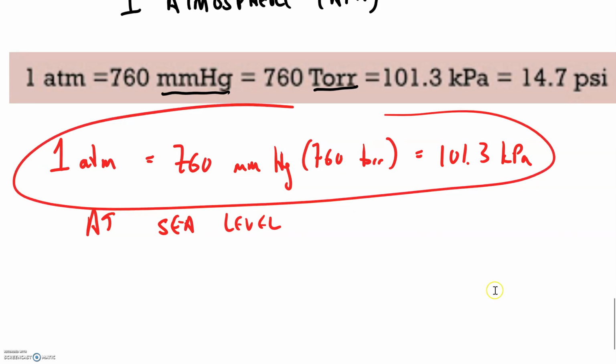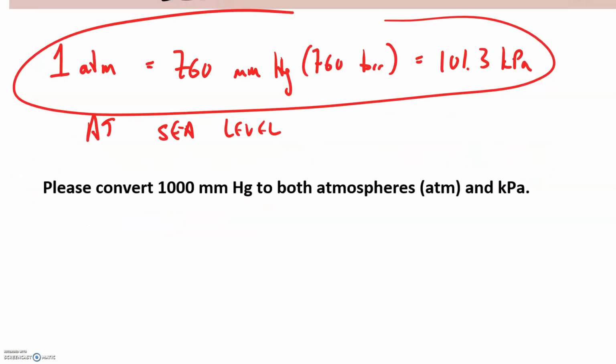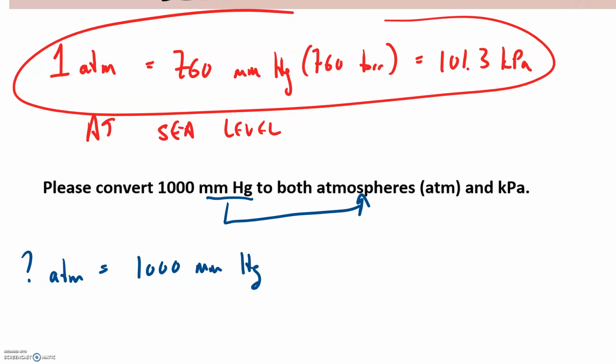So here is the kind of question I'd like you to be able to answer for me. Okay, please convert 1,000 millimeters of mercury to both atmospheres and kilopascals. So let's do this first one. Let's go from millimeters of mercury to atmospheres. And we're going to say, all right, here's what we're trying to find. How many atmospheres is the equivalent of 1,000 millimeters of mercury? So we have an unknown and we have a known. We're trying to go from millimeters of mercury to atmospheres.